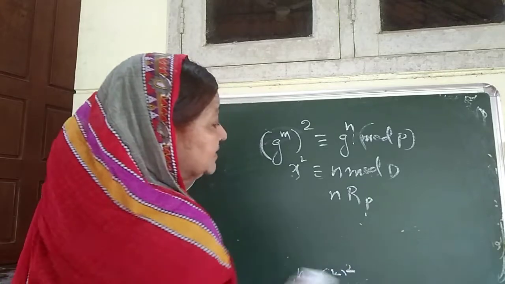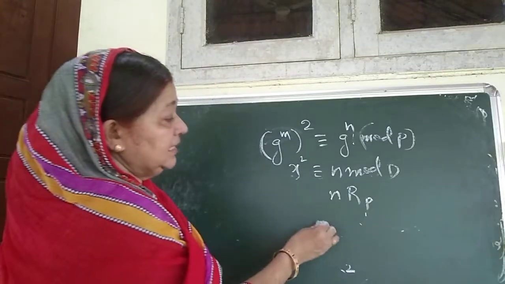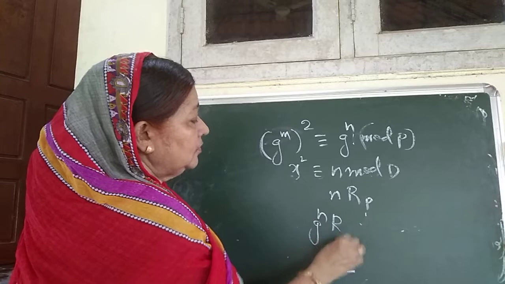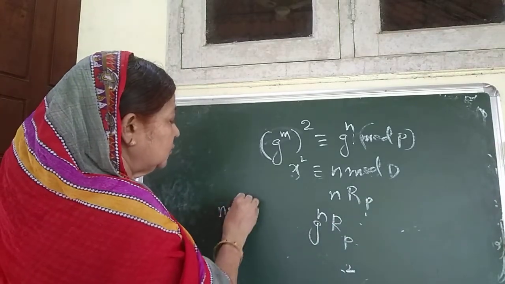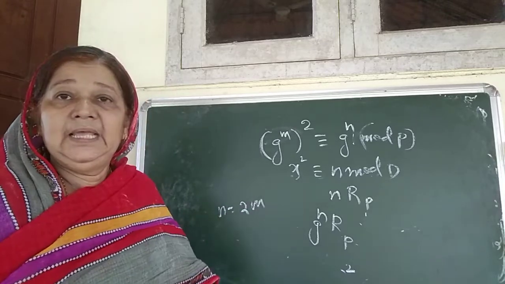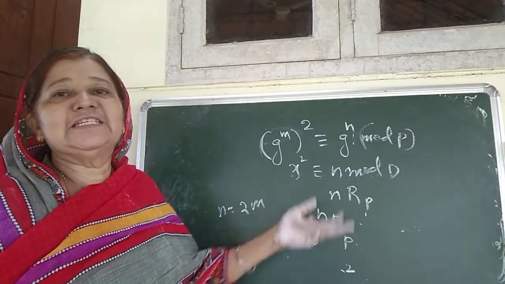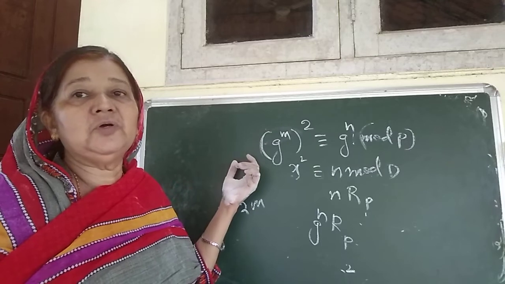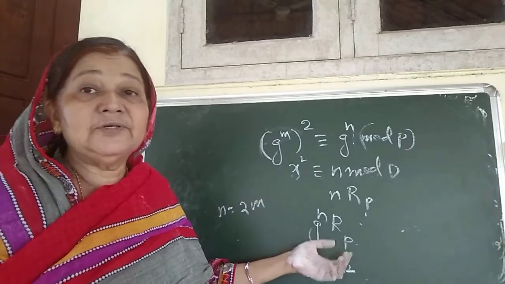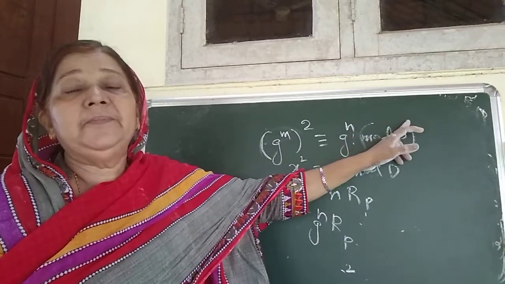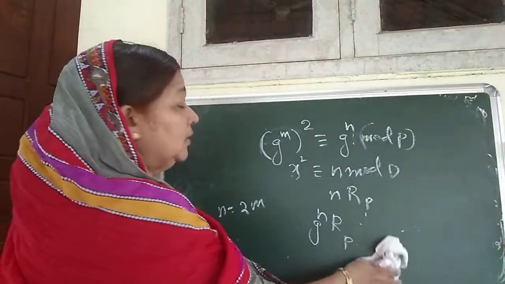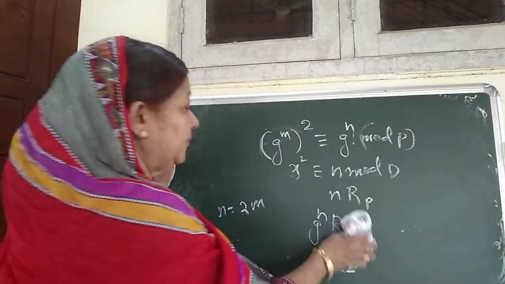Therefore, we can say that G raised to n belongs to the quadratic residues modulo P, where n equal to 2m. That means G square, G raised to 4, etc., G raised to P minus 1 belong to QR P. And also the remaining terms G, G cube, etc., G raised to P minus 2 belong to the non-residues modulo P. Okay.